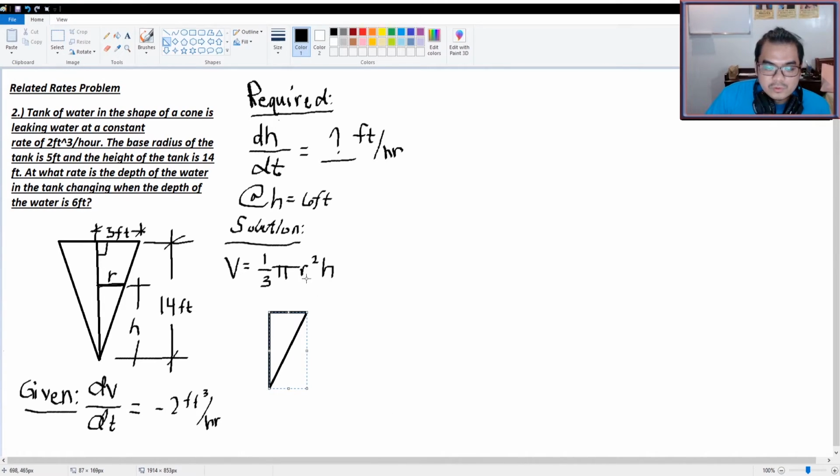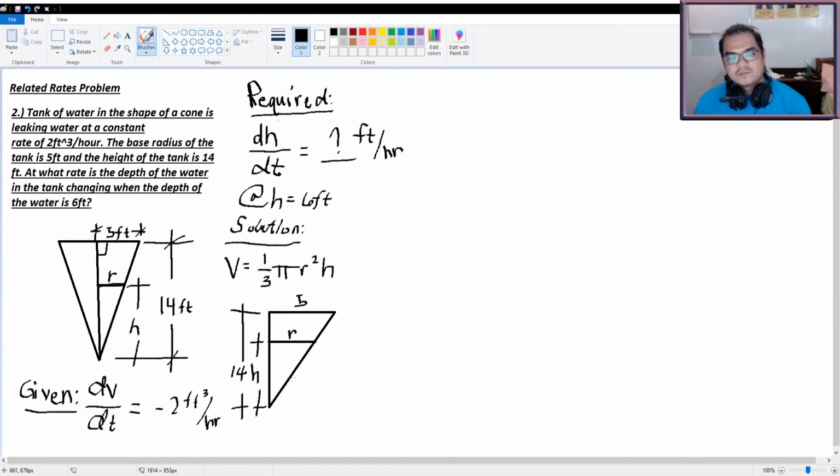Flip horizontal. There you go. Okay, so recreating this triangle. You'll have here this one, and this will be 5, and this is your R, and the whole will be 14. This is 14, and this is H. That is H. The depth of water must be H.